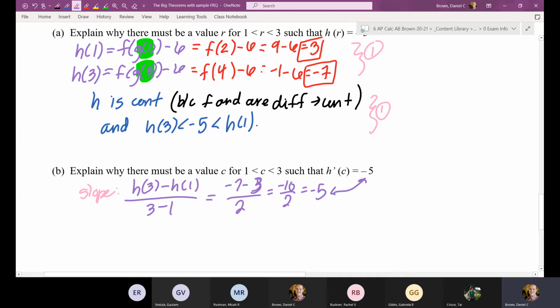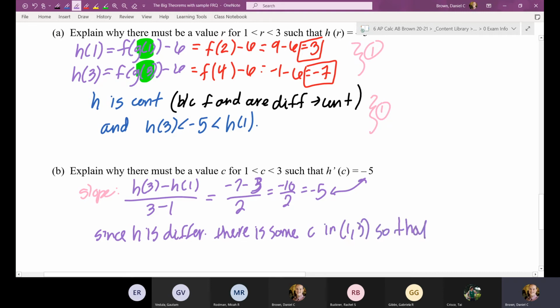So explain why this is true, basically because h is differentiable. I'll say since h is differentiable, there is some c in the interval from 1 to 3, so that h prime of c is equal to -5. Notice my statement wasn't anything that I created on my own. I literally took the statement and the question and just flipped it around. So I basically just used the question to help me form my answer.